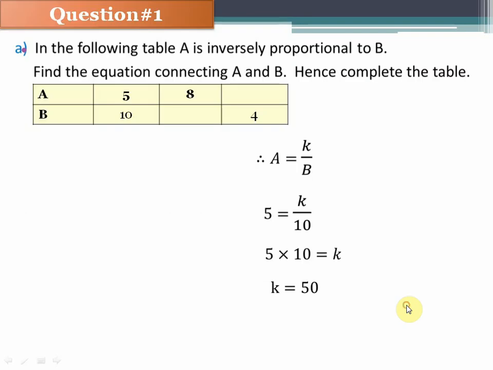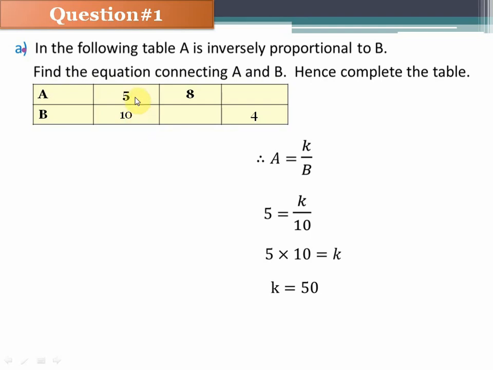So moving on, question number 1. First of all, we have to read the question carefully. In the following table, a is inversely proportional to b. This means that straight away when you read this statement, you have to write the equation first: a equals k divided by b. Find the equation connecting a and b, hence complete the table. Here they give us the table, and we have to complete it.